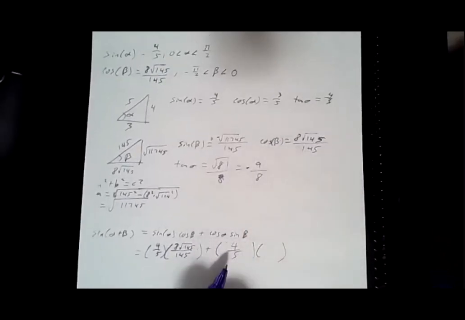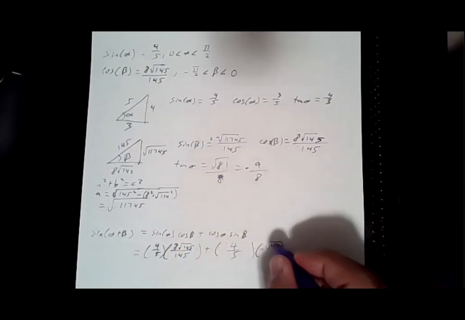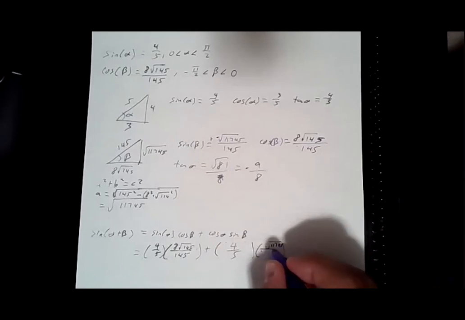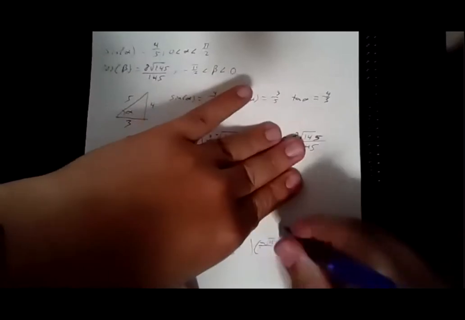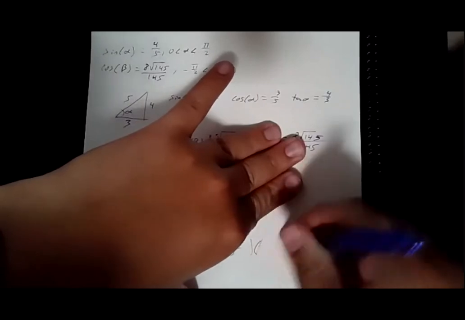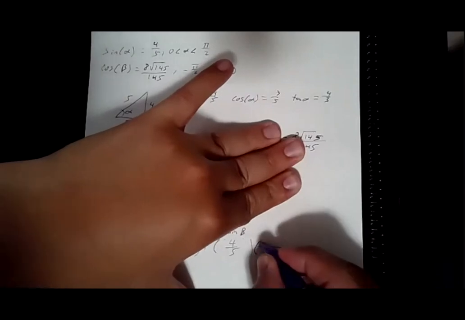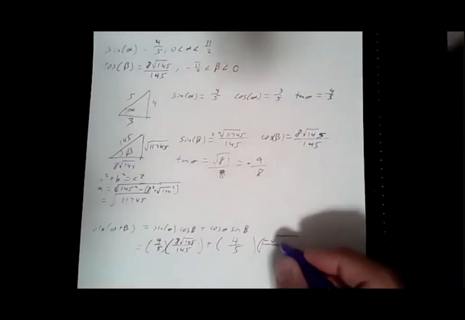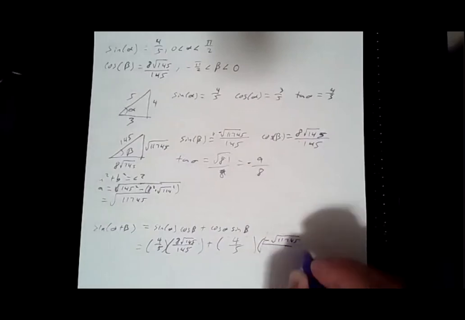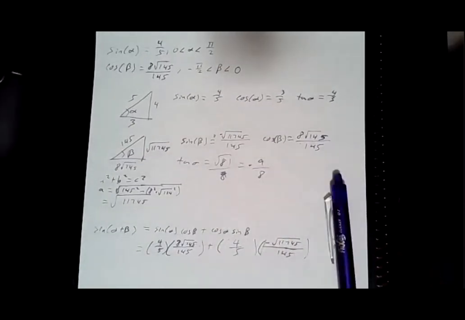Sine beta, that nasty thing right there. Negative. That's not enough space. 11,745 over 145. There you go. Sorry about that. All right, so anyway, I just plugged it in, and you can make it pretty.